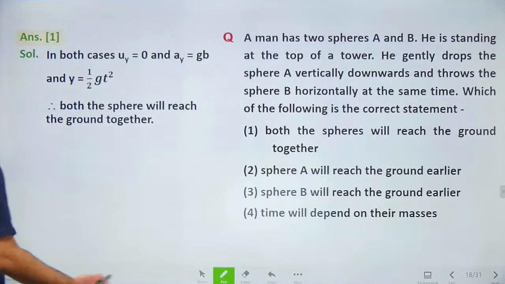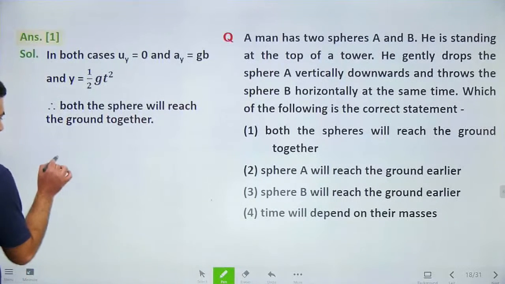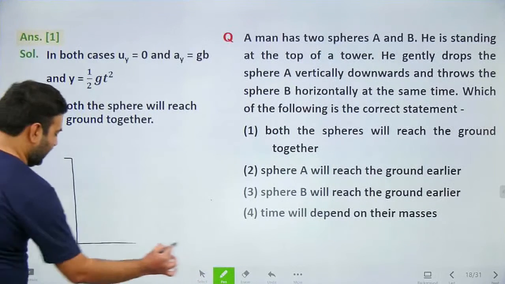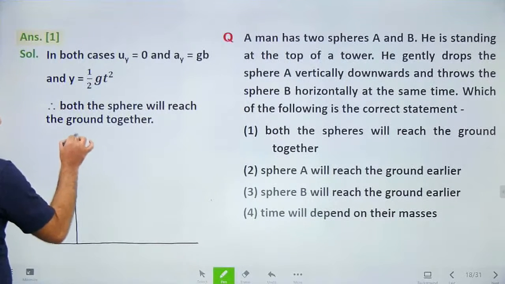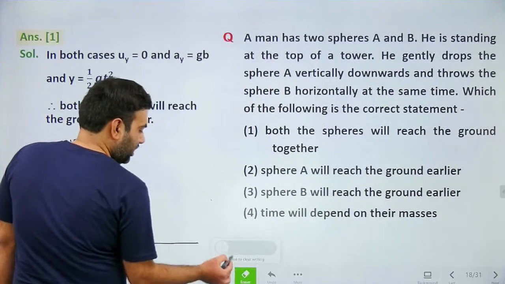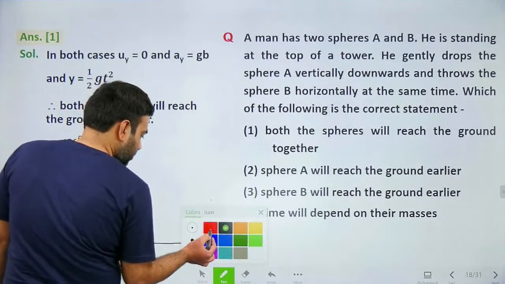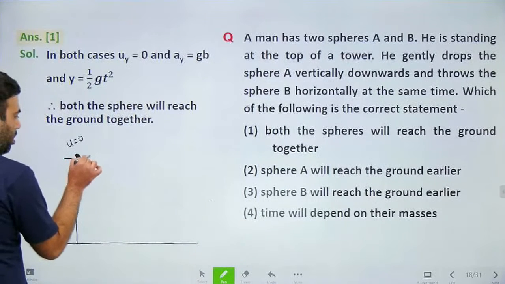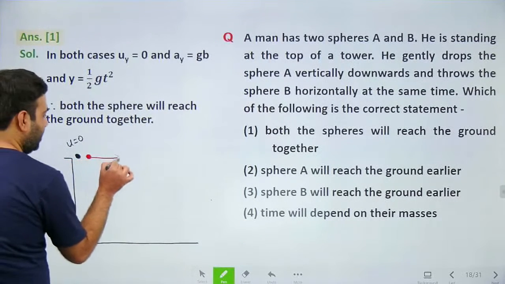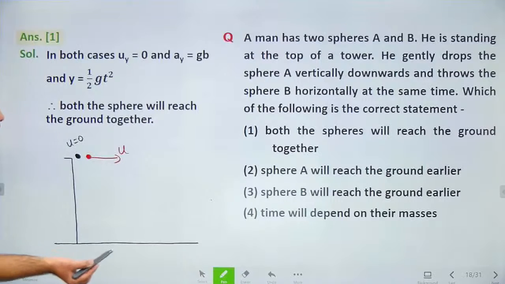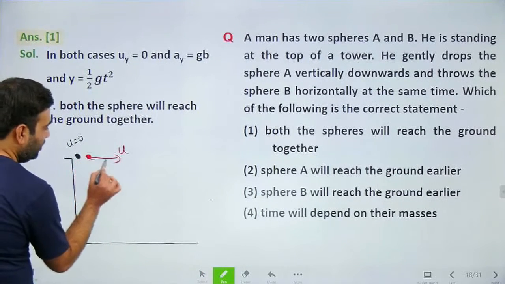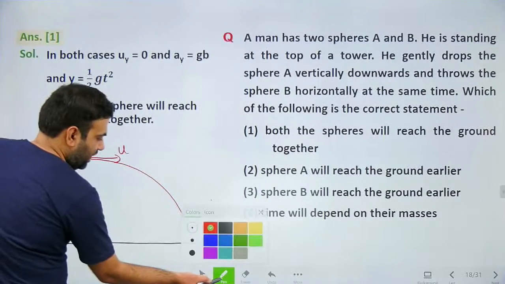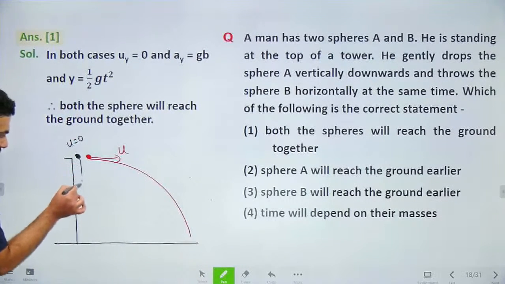See, the question is saying, see the explanation. The question says that a man is standing on a height. He drops sphere A gently. That means for sphere A, the initial velocity is 0. If I talk about sphere B, let's take the red one, sphere B is given some horizontal velocity whose value is not given. Okay. Now, as you know, sphere B will have this kind of motion and sphere A will have this kind of motion.